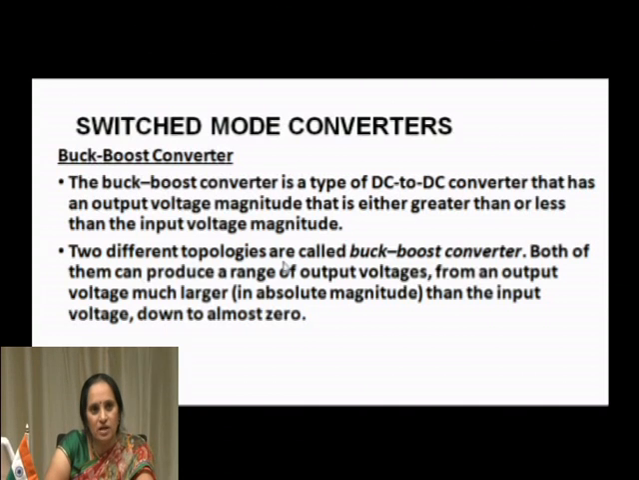The two different topologies, both of them can produce a range of output voltages, from an output voltage much larger in absolute magnitude than the input voltage down to almost 0. So, that is why I told you, when I require a range of output DC voltage, regulated DC voltage, then I will choose the buck boost converter.